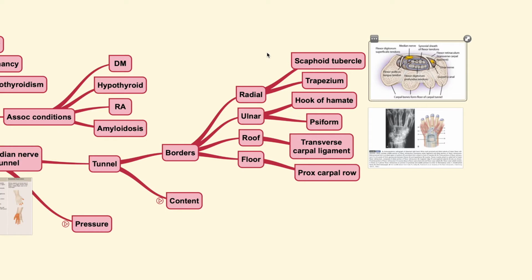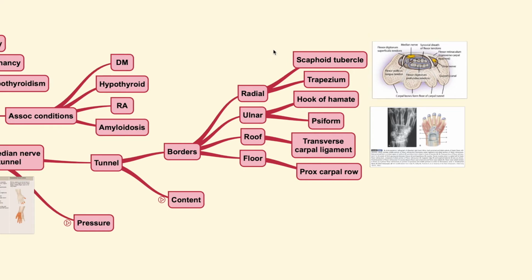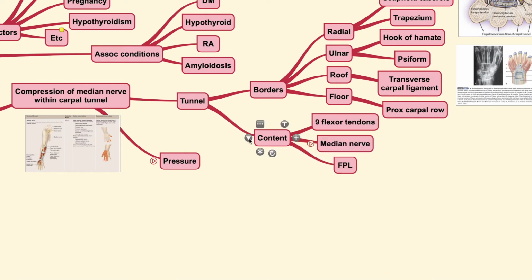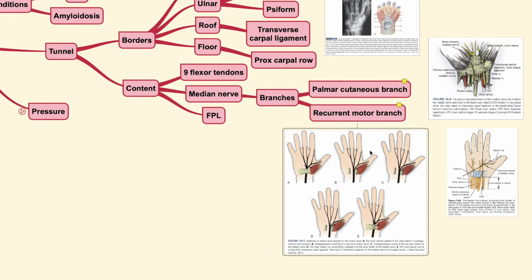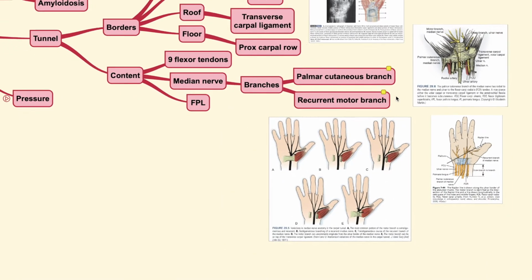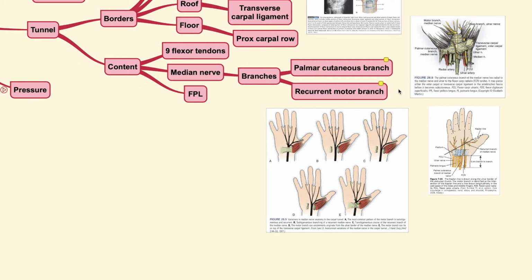Okay, now that you know about the contents, next we need to learn about the branches. Why do you need to know about the branches? Because these are also frequently asked in exams. You need to know them because you need to identify them during your physical examination. There are 2 very important branches of the median nerve that one needs to be aware of, which are the palmar cutaneous branch and also the recurrent motor branch. Do you still remember the sensory distribution of these nerves that we discussed in our previous video?